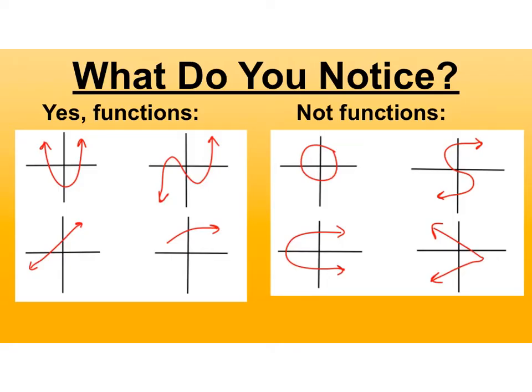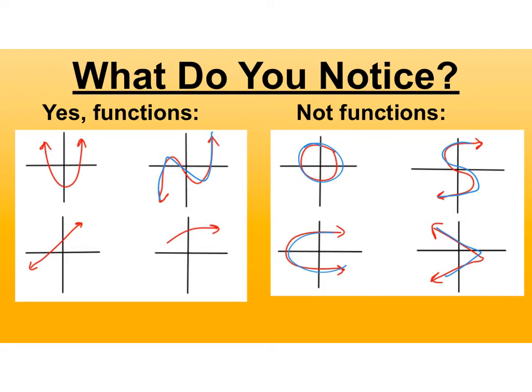I'm asking you what you notice. On the left, those are all functions. On the right, those are not functions. If you notice, they seem to all have arrowheads except for the circle. What else do you notice? Well, the ones that aren't functions seem to kind of fold on themselves. I want you to keep that in mind, but these ones don't, not up and down anyways.